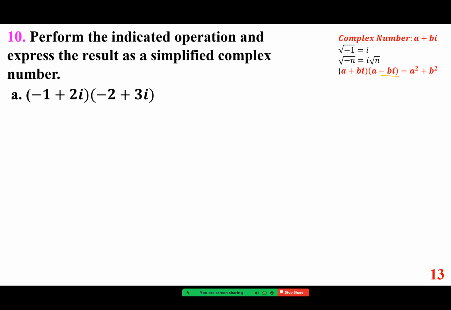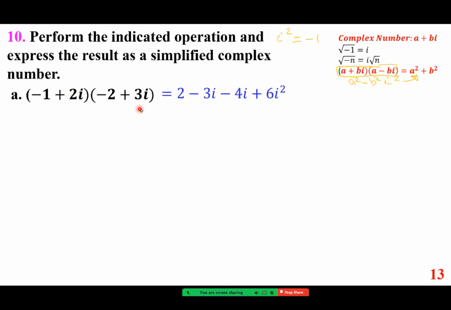So this one is a squared minus b squared i squared, and i squared is -1, therefore the answer is a squared plus b squared. So when we want to multiply, we just do the FOIL. So this one gives you 2, this one gives you -3i, this one gives you minus 4i, and this one gives you plus 6i squared.